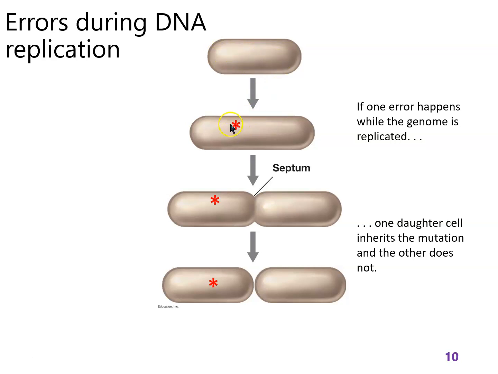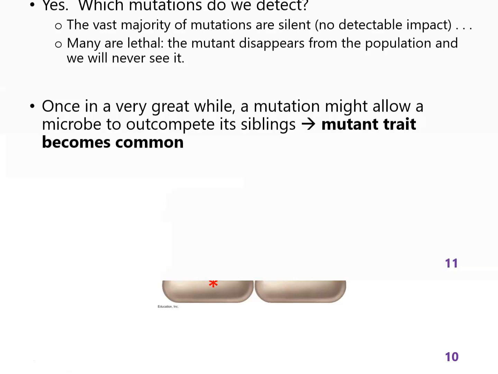So here's where the mutation happened. This daughter cell gets it, this one doesn't. So now these two daughter cells are genetically distinct from each other. This one has a mutation that this one doesn't have. And that can lead to lots of different situations.